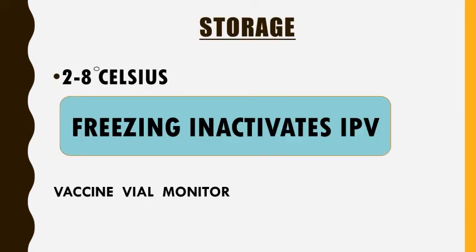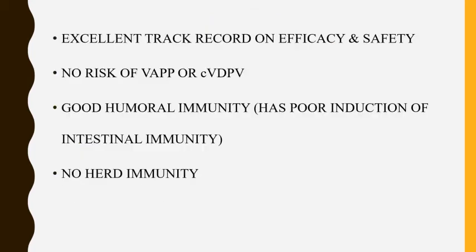IPV is stored at 2 to 8 degrees Celsius because freezing inactivates IPV. And IPV comes with a vaccine vial monitor to monitor the potency. IPV has an excellent track record on efficacy and safety. There is no risk of VAPP or circulating vaccine-derived poliovirus. It induces a good humoral immunity, but has a poor induction of intestinal immunity. And there is no herd immunity.